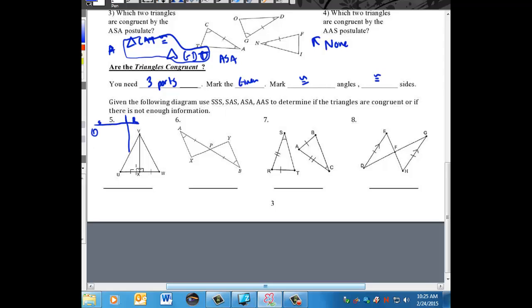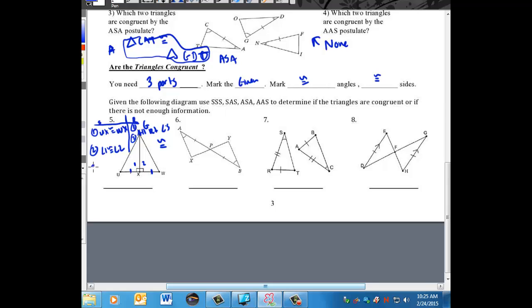So statement 1, we always want to start with what's given. We have UX is congruent to WX, and that's going to be given. Also given are these marks here and here. Let's call this angle 1 and angle 2. Angle 1 is congruent to angle 2, and that's because all right angles are congruent.